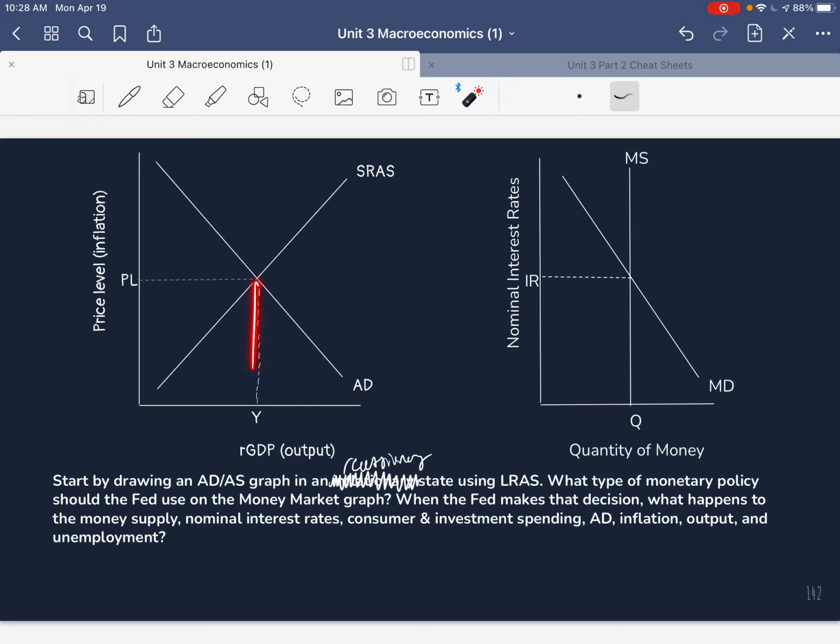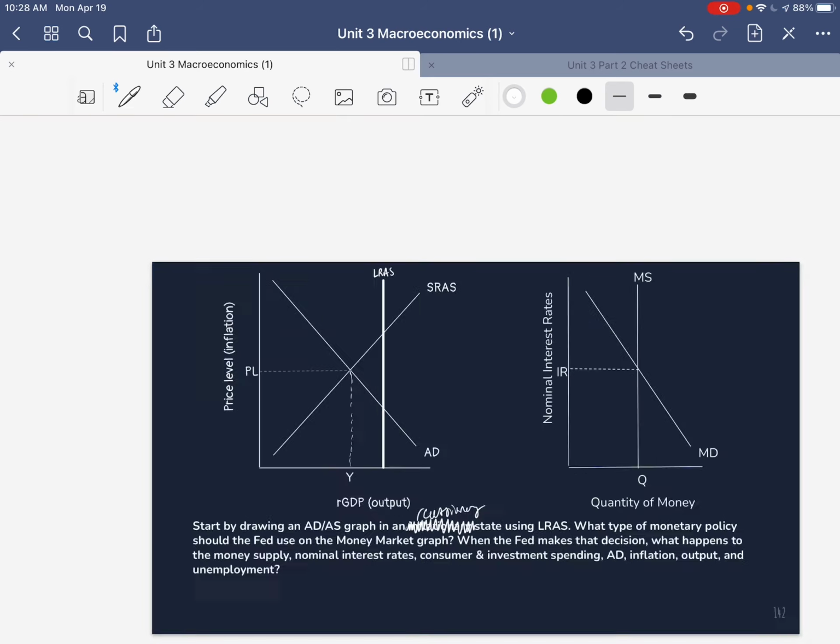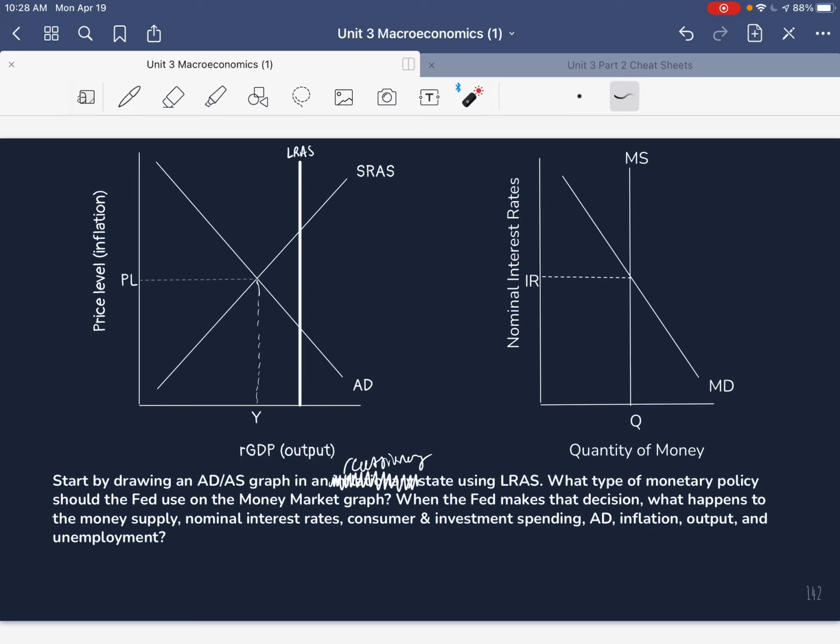So here's where we are, but we need to be receding behind where we want to be. So let's draw that in. There's my LRAS. Okay, so here's where we want to be. Here's where we are. We are receding behind that. And we don't want to be in recession. We want to expand to get back up there.